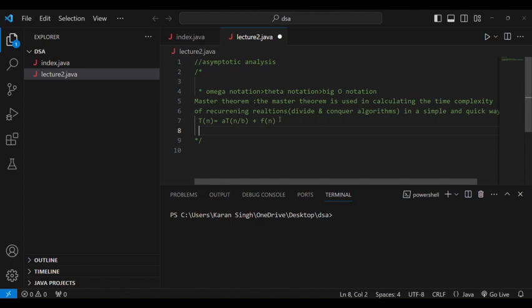So here is a condition: a is greater than or equal to 1, and b is greater than 1. They are all constants. Remember that for future reference. Also note that f(n) is an asymptotically positive function.